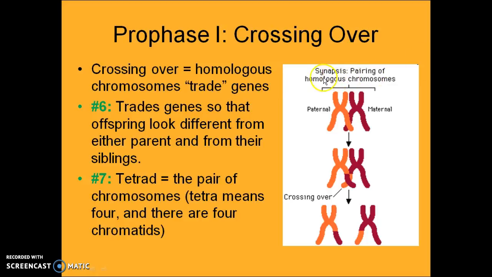All right, now, sometimes we say that the homologous chromosomes actually coming next to each other is called synapsis. And then when they do the actual exchange of DNA, like we see here, that's called crossing over. So lining up next to each other is synapsis, and exchanging DNA is crossing over.